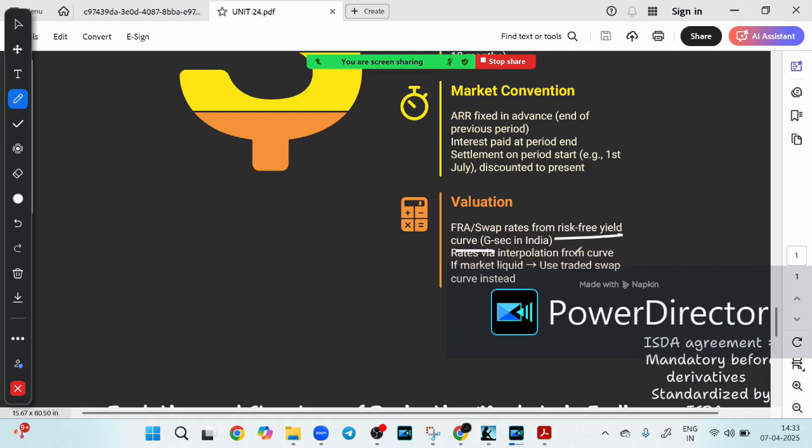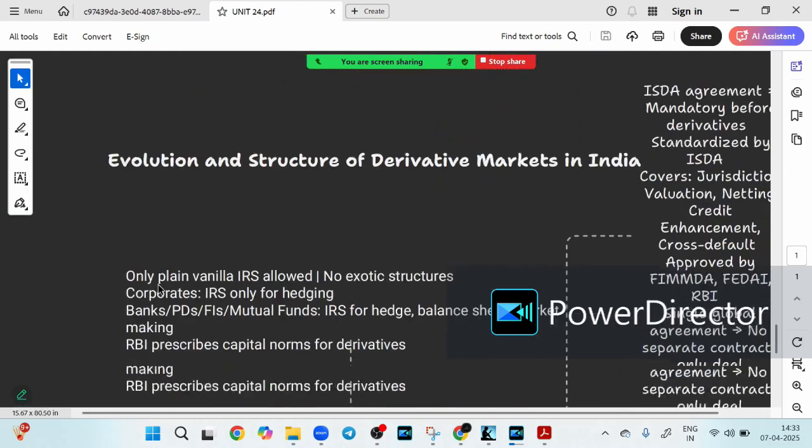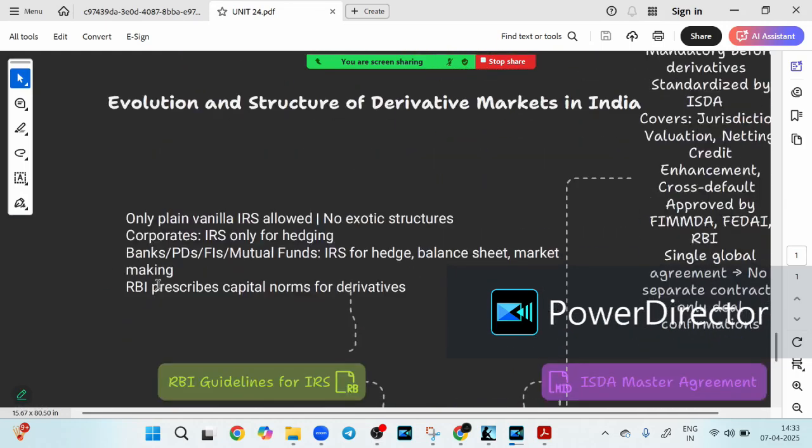So what we learned from this discussion regarding the FRA is that FRA is interest rate insurance for a future period. It is a simple, one-time cash flow tool. It is used by smart corporates to protect budget from rate hikes. Now let's end our discussion. So remember, FRA is the calm in the storm. It locks in certainty for what is coming next.